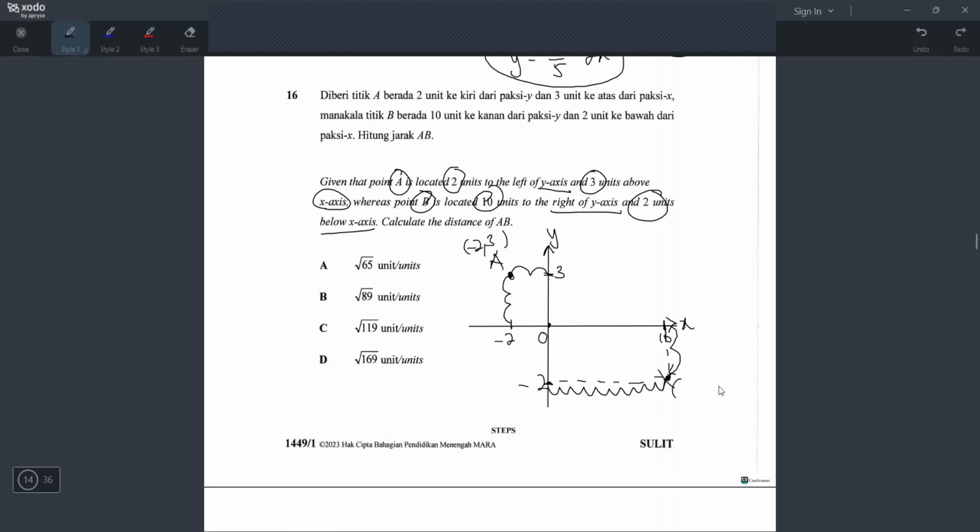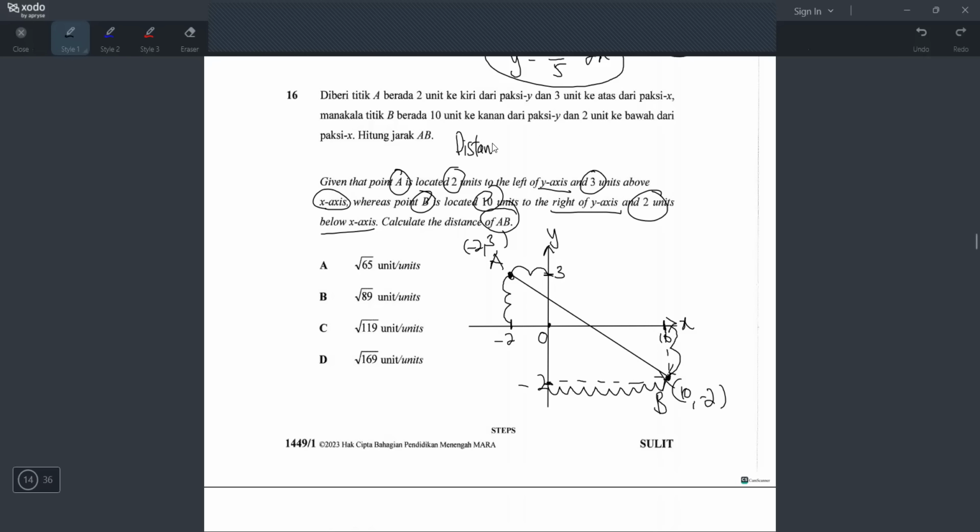So what will be the coordinate of this point? It will be 10, negative 2 or negative 2, 10? 10, negative 2, right? We always write the x-coordinate first, and this will be my point B. And now they say calculate the distance of AB. Okay, what I'll do now is I'll join a line connecting A and B, and I'll try to find the distance.